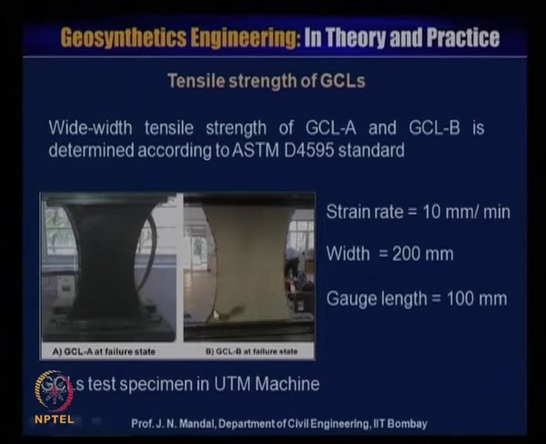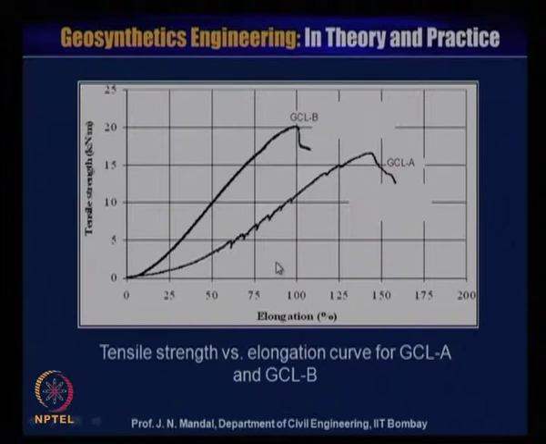This geosynthetic clay liner test specimen is tested in a universal testing machine. You can see for this sample the type of failure: there is a formation of a neck, and similarly for the geosynthetic clay liner B sample. You can see a very typical neck type of failure observed for both samples GCL A and GCL B. You can see here the tensile strength versus elongation curve for GCL A and GCL B.